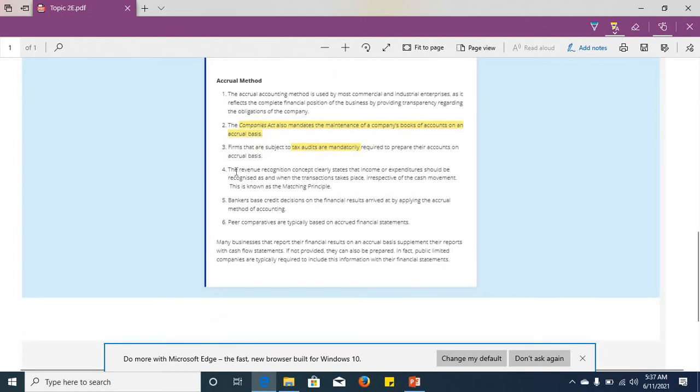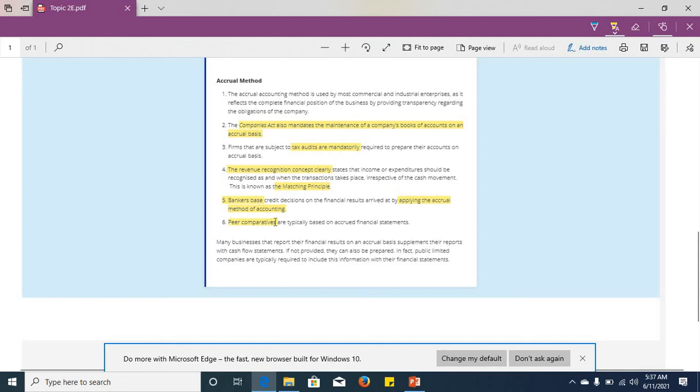The revenue recognition concept clearly states that income and expenditure should be recognized as and when the transaction takes place, irrespective of cash movement. This is called the matching principle. Bankers base credit decisions on the financial results arrived at by applying the accrual method of accounting because it gives you proper disclosure. That is why bankers rely more on accrual accounting.